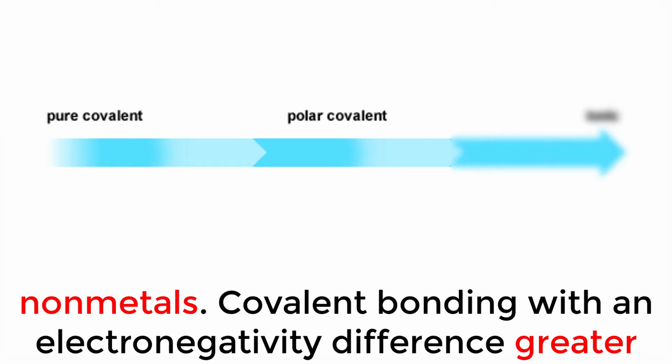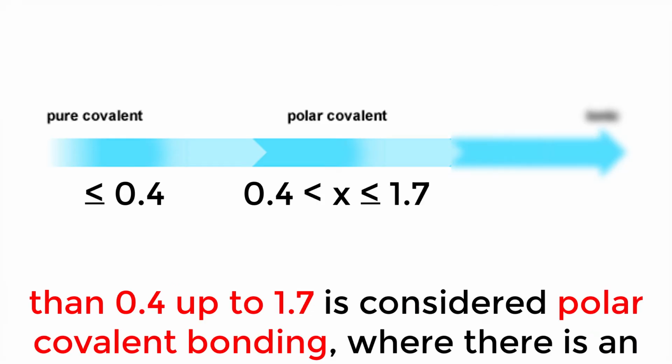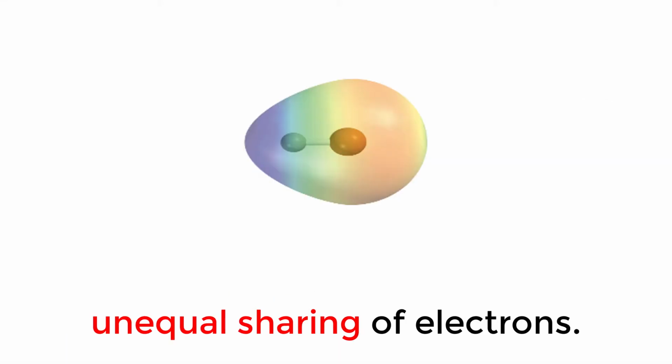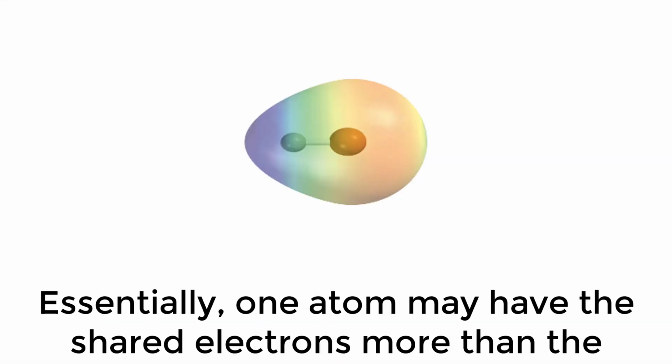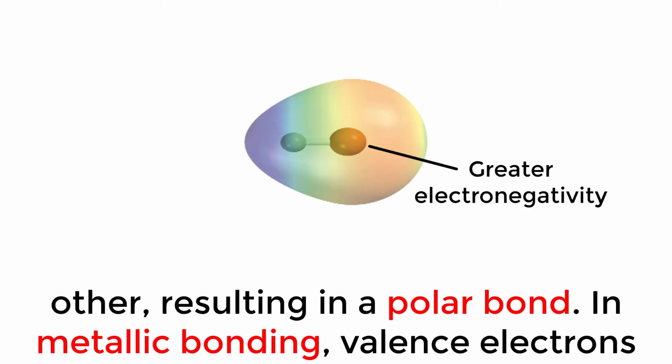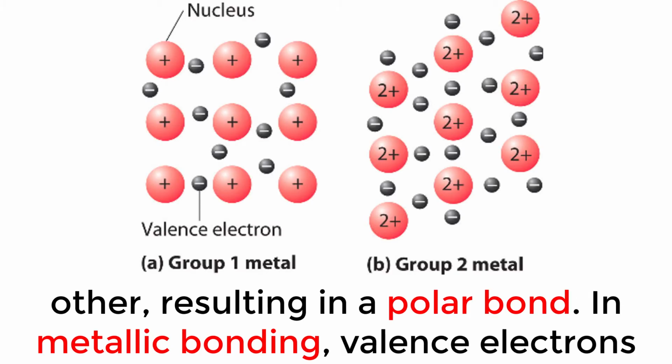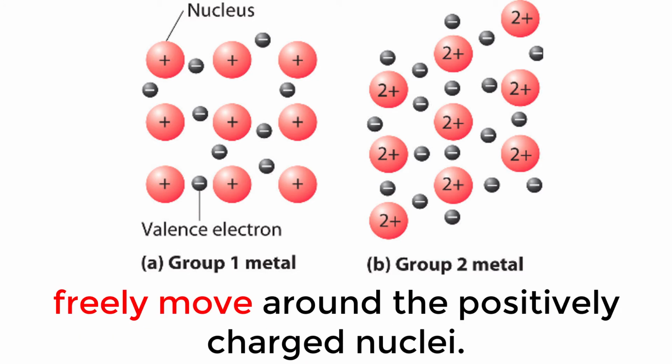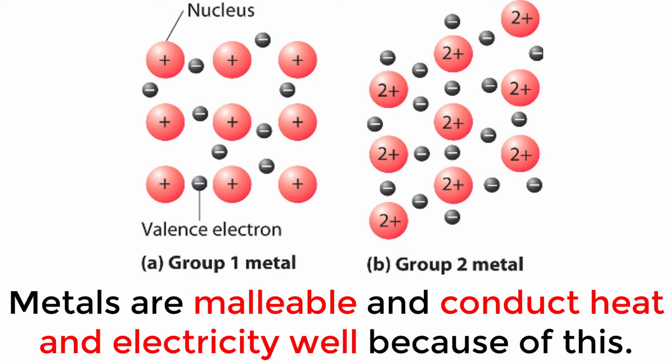Covalent bonding with an electronegativity difference greater than 0.4 up to 1.7 is considered polar covalent bonding, where there is an unequal sharing of the electrons. Essentially, one atom may have the shared electrons more than the other, resulting in a polar bond. In metallic bonding, valence electrons freely move around the positively charged nuclei. Metals are malleable and conduct heat and electricity well because of this.